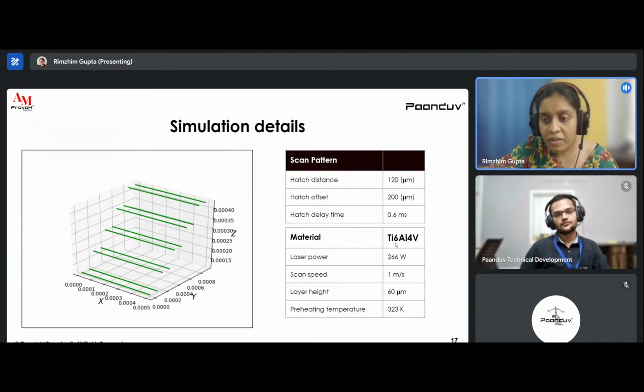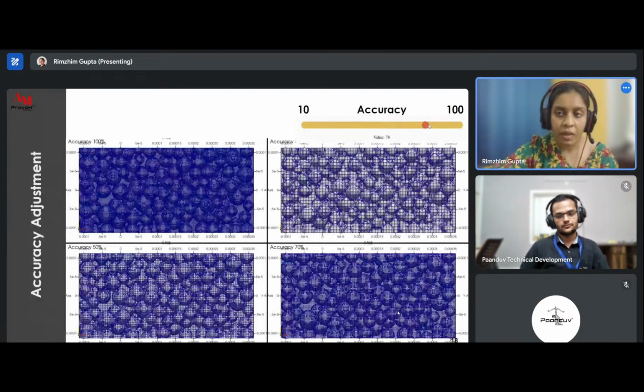The material here is Ti64. The laser power is around 266 watts. The scan speed is 1 meter per second. Layer height is 60 micrometer, and the preheating is 323 Kelvin.